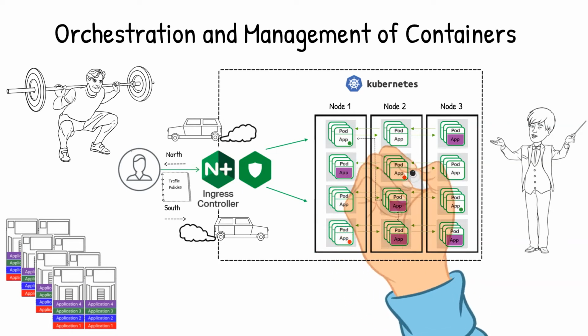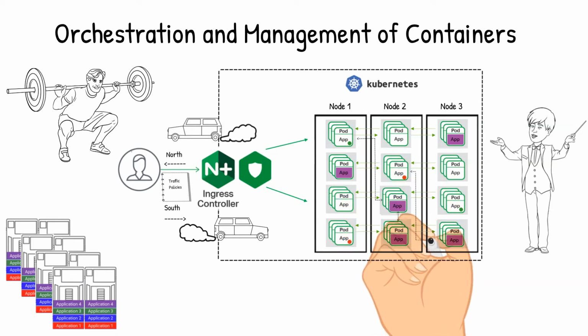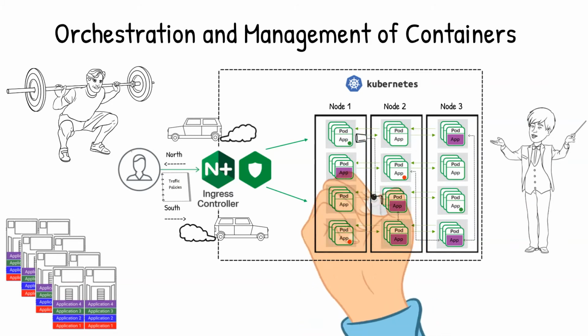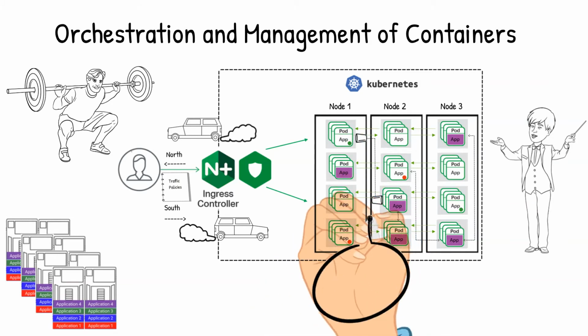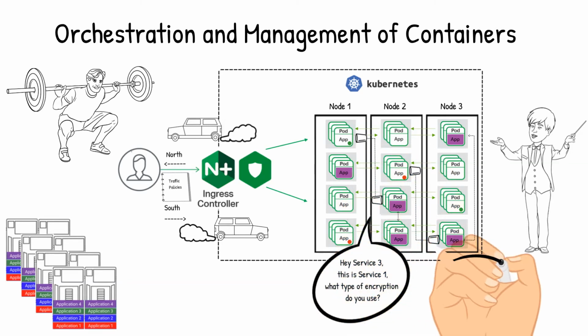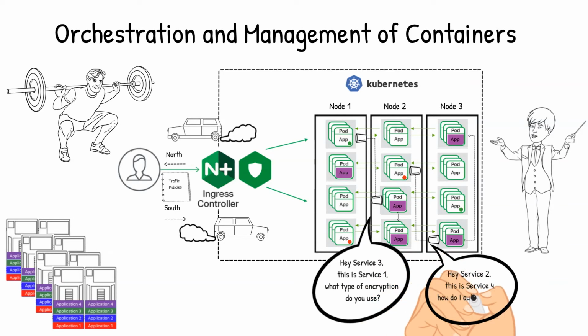So you could think of a service mesh simply as providing a communication policy for service-to-service connectivity within a cluster. You hear that referred to as east-west traffic, and it'll define things like when service 1 talks to service 3, hey, what type of encryption do you use, service 3? Or when service 2 talks to service 4, hey, how do I authenticate to you, service 4?